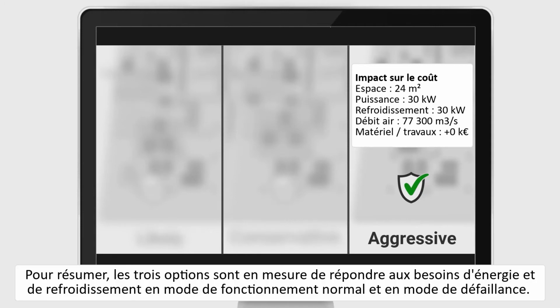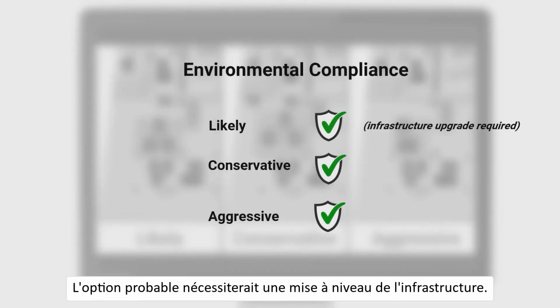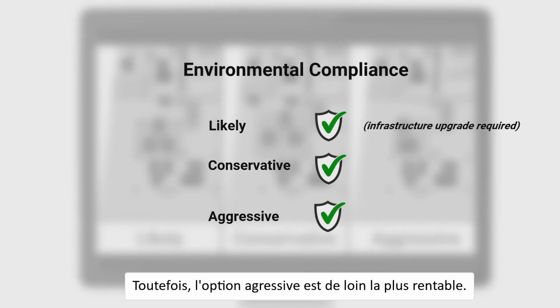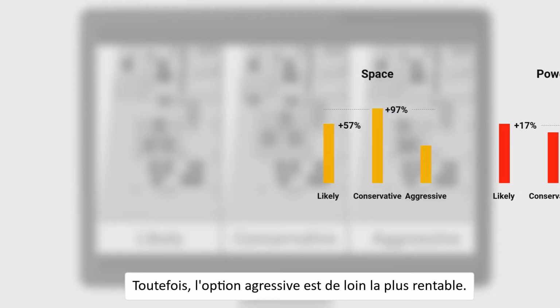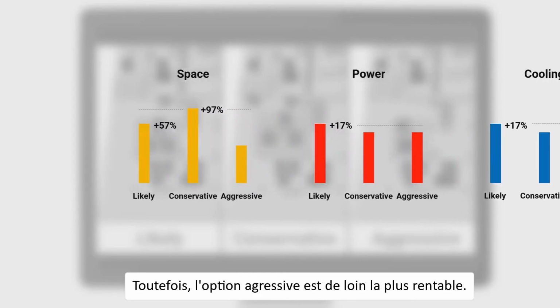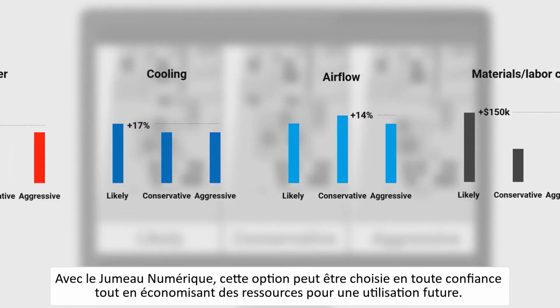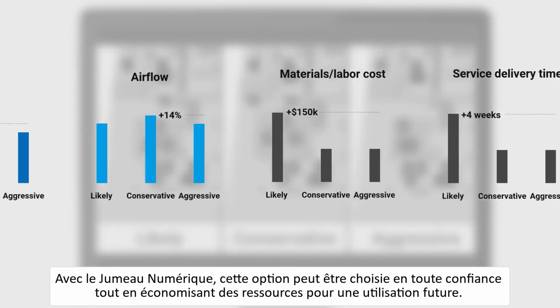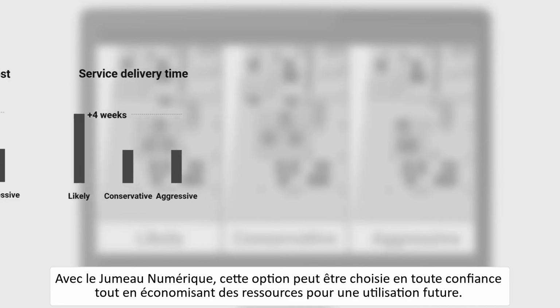To summarize, in terms of compliance, Digital Twin predicts that all 3 options will pass, although option 1 will require an infrastructure upgrade. In terms of costs, option 3 is the most resource efficient across the board and enables the fastest and easiest service delivery. By using Digital Twin, we can select this option with confidence, knowing that it will meet compliance and conserve the most capacity for use in the future.